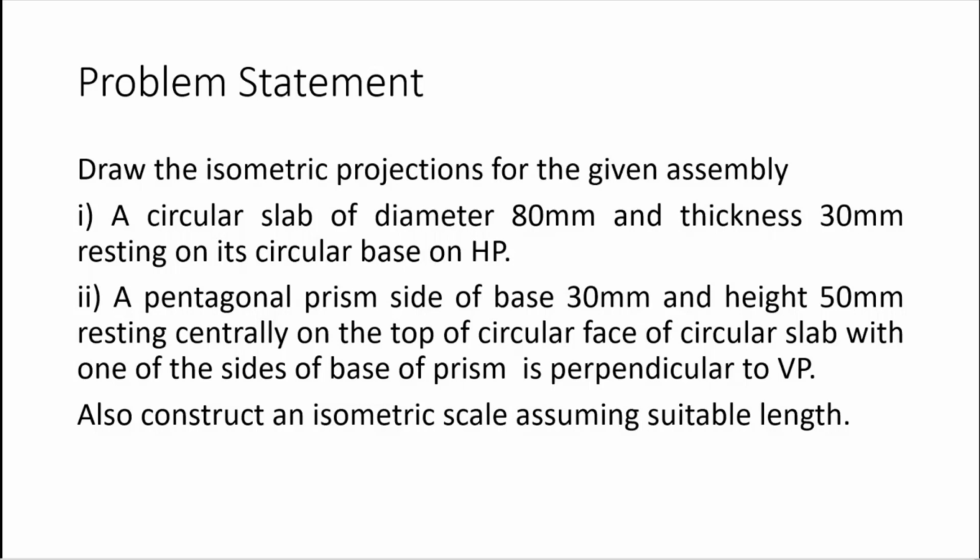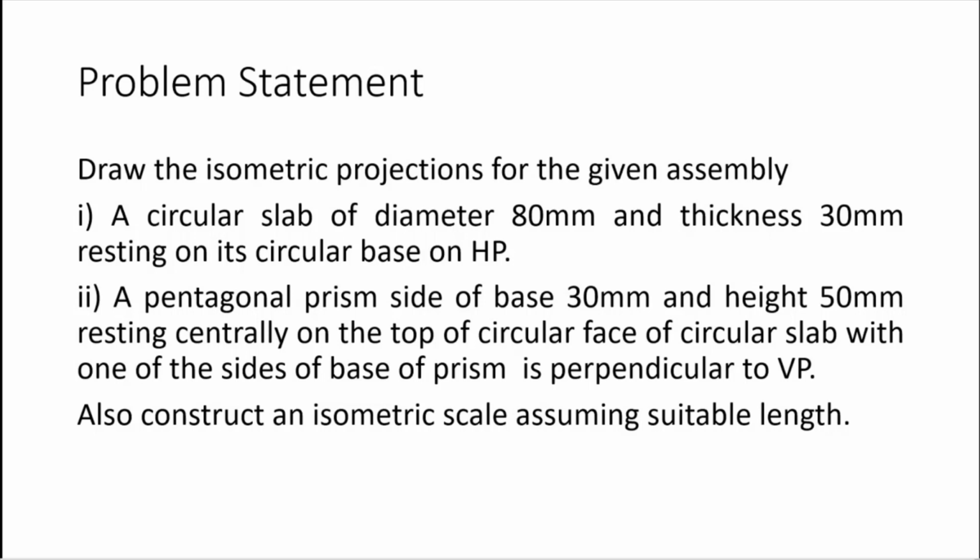A circular slab of diameter 80 mm and thickness 30 mm resting on its circular base on HP. A pentagonal prism, side of base 30 and height 50 mm, resting centrally on top of the circular face of the circular slab with one of the sides of base of prism perpendicular to VP. We also need to construct an isometric scale assuming suitable length.